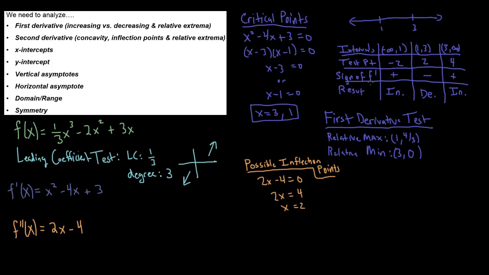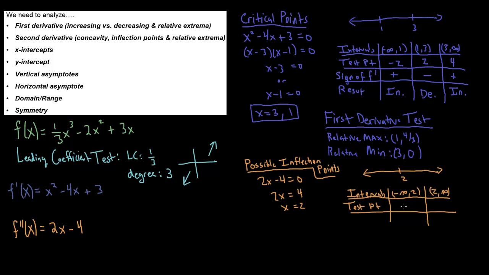Just like we made a graph up here, by dividing the real number line according to our critical points, we're going to divide the real number line according to our possible inflection points, which there's only one. So we have 2 intervals. We have the interval from negative infinity to 2, and we have the interval from 2 to infinity. Again, open intervals. We pick a test point from each interval.